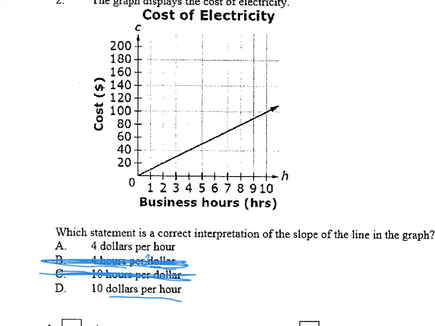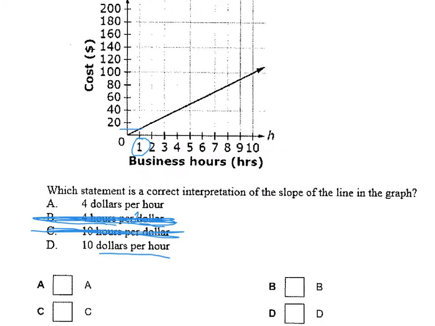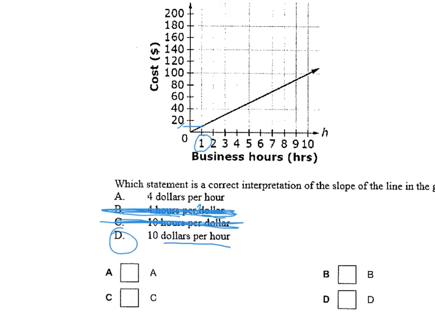So then we look at our graph and let's look at where 1 hour is and where the line kind of falls. So it's about halfway up to 20. So which is closer to that? Which is closer to halfway to 20? 10 or 4? Should be D.